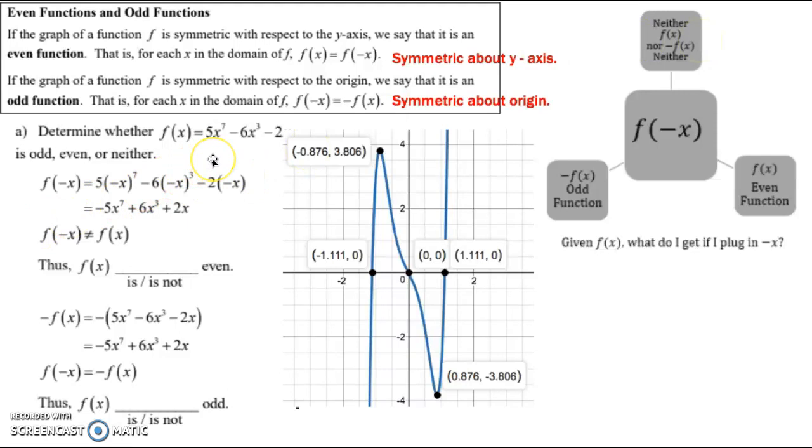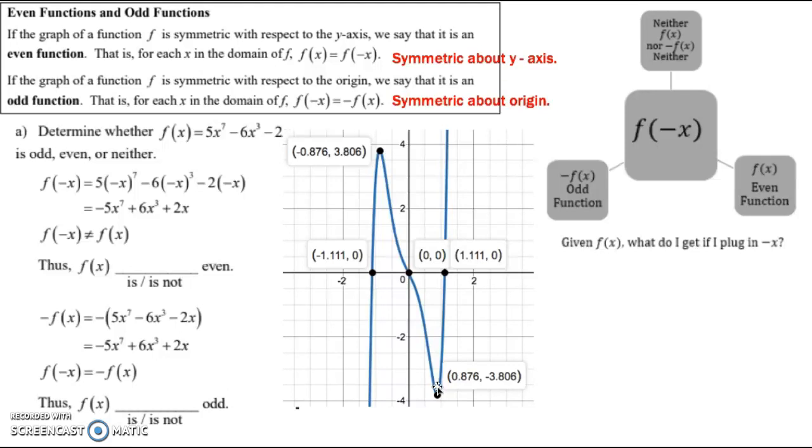I have the function 5x to the 7th minus 6x cubed minus 2. I can see right off the bat that it is not symmetric about the y-axis, so it's probably not going to be even. I also see that it is not symmetric about the x-axis. However, I do see that my points go across the origin, so it's most likely going to be an odd function as it is symmetric about the origin.